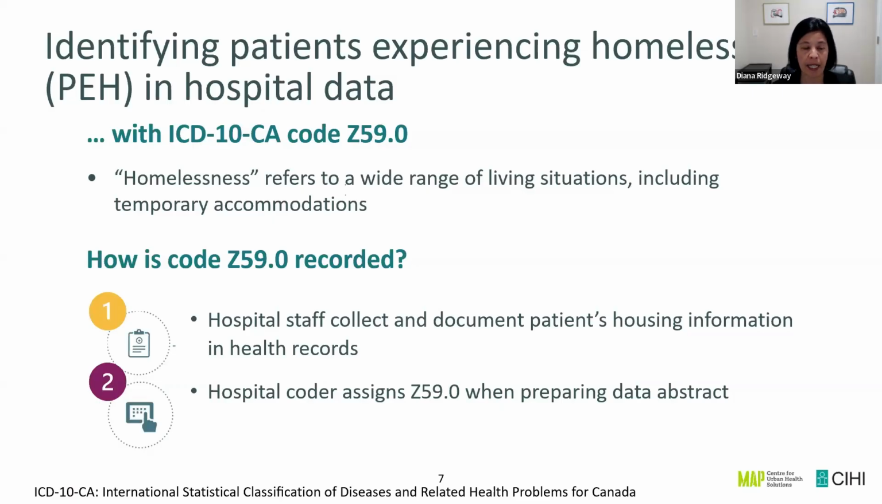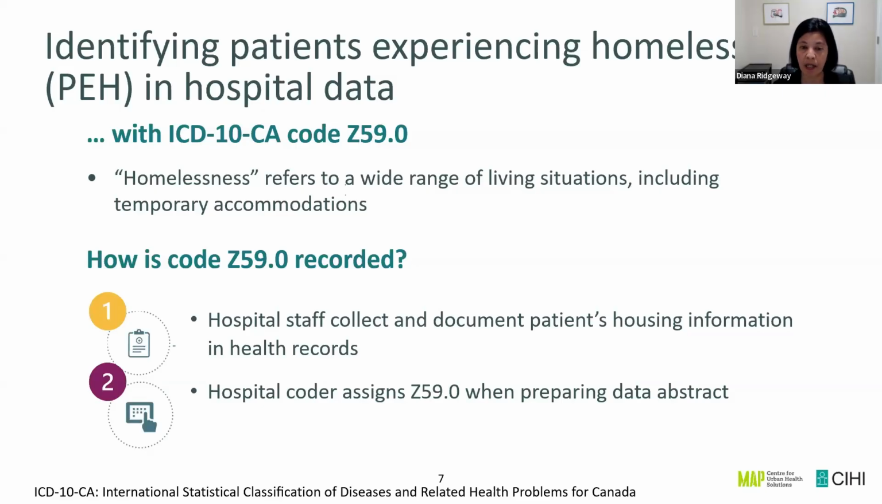There are two steps that need to happen in order for this code, Z59.0, to appear in the data that is managed at CIHI. The first is that hospital staff, this could be doctors, nurses, other people working within the hospital setting, allied health professionals, collect and document patients' housing information in health records. And the second step is that a hospital coder or a health information management professional assigns the code when preparing the data abstract that is eventually submitted to CIHI.